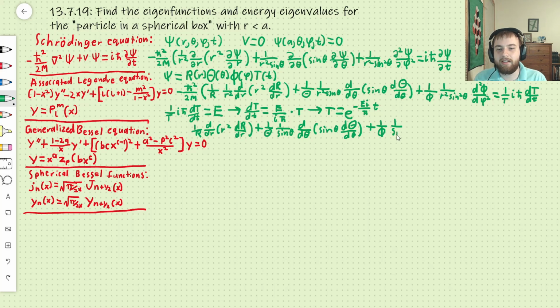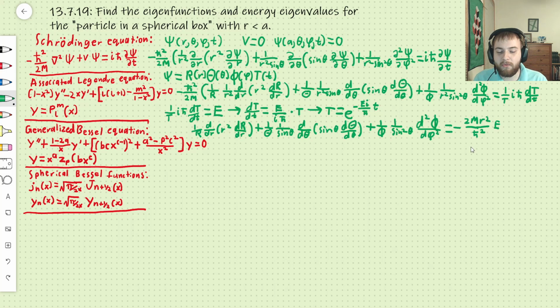So finishing up rewriting this, sine squared theta d squared capital phi over d lowercase phi squared. And like I said, we know that this is equal to E, so we can keep the E on this side of the equation. And when we multiply over all that stuff, we end up with negative 2m r squared E over reduced Planck's constant squared. Just making sure I got this right. Yep. Don't want to make a mistake in the middle of this problem.